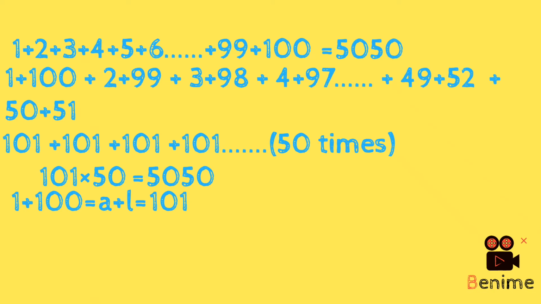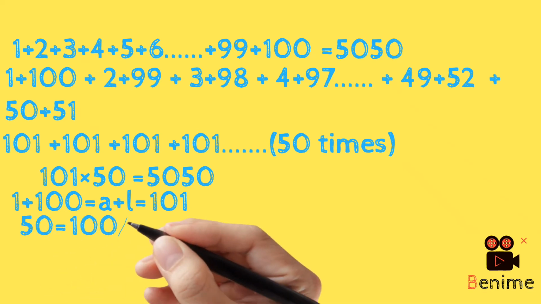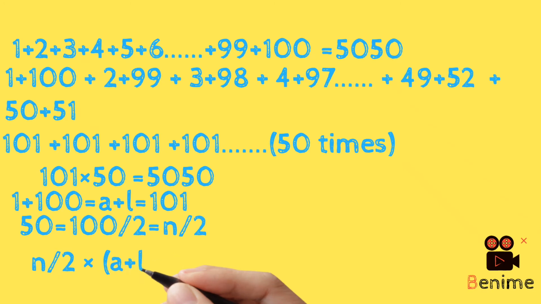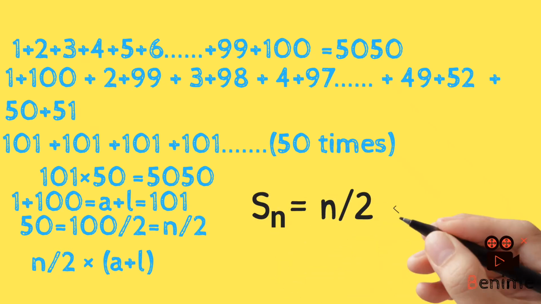Now how does the 50 come about? We know there are 100 terms from 1 to 100. Now 50 is that 100 divided by 2. So in essence, it did n over 2, where n is the number of terms, which is 100 in this case, divided by 2, that's 50. So he multiplied n over 2 by A plus L. The formula which he used was n over 2 open bracket A plus L.